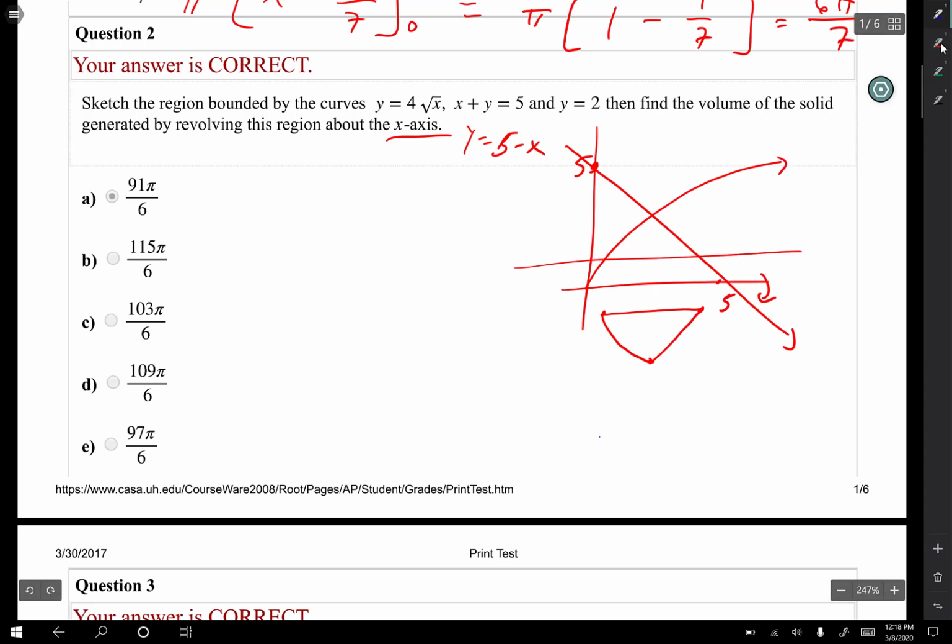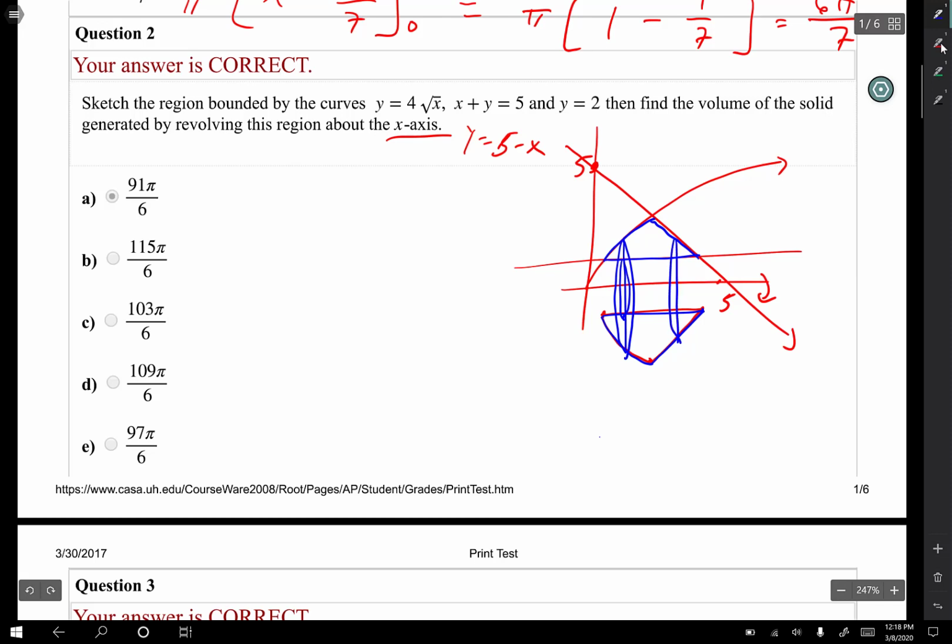Now I want you to notice this region, let me focus specifically on this. If you want to erase the other lines, you can. So here it is. You're going to have two integrals, guys. There's no way around it. So check it out. This integral here, this cross section, it's a washer.